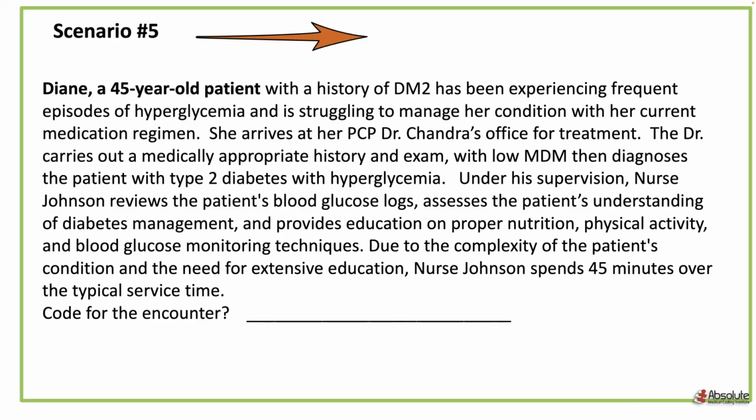All right, coders. Diane, a 45-year-old patient with a history of DM2, has been experiencing frequent episodes of hyperglycemia and is struggling to manage her condition with her current medication regime. She arrives at her PCP, Dr. Chandra's office, for treatment. The doctor carries out a medically appropriate history and exam with low MDM, then diagnoses the patient with type 2 diabetes with hyperglycemia.